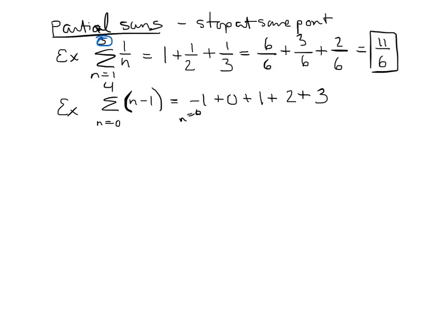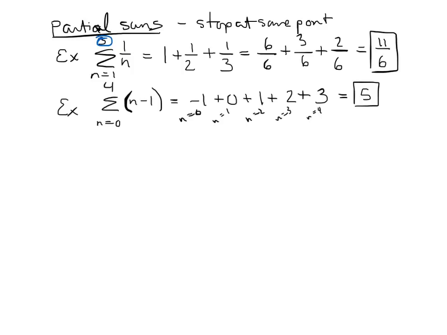All right, I want to make sure I got everything in here. So this was my n equals 0 term. When I plug in 0, I get -1. This is my n equals 1 term, which when I plug in 1, I get 0. This is my n equals 2 term. Yep. And n equals 3, 3 minus 1 is 2. And n equals 4, 4 minus 1 is 3. Okay, and the sum is telling us that we are adding all of those things together. So when we do that, 1 minus 1 cancels, we just get 5.